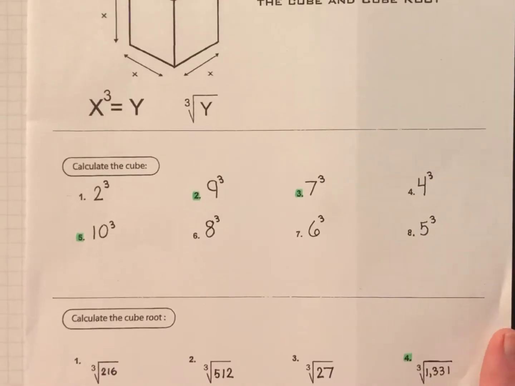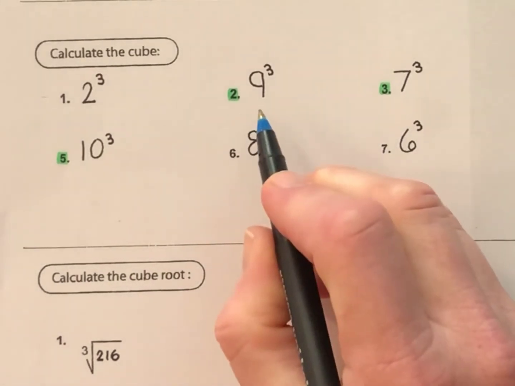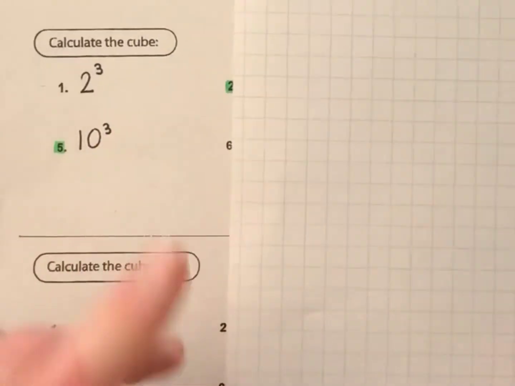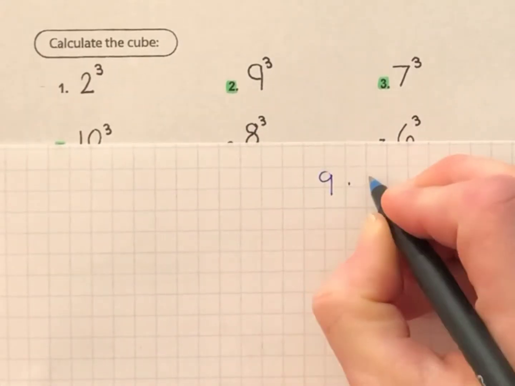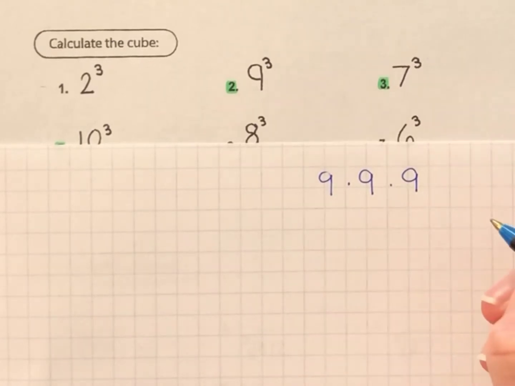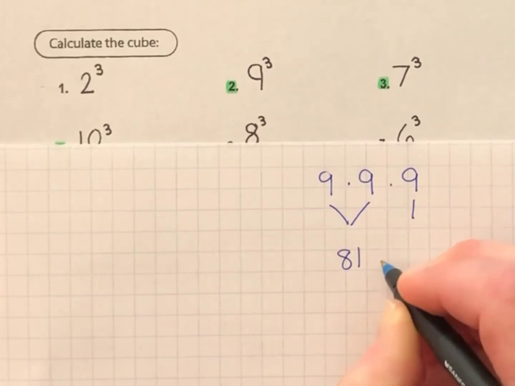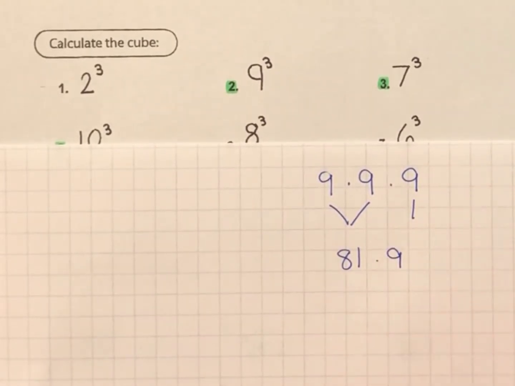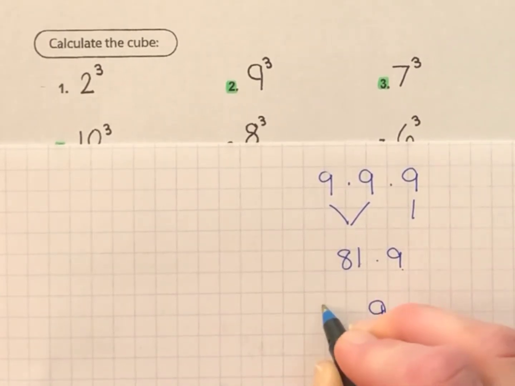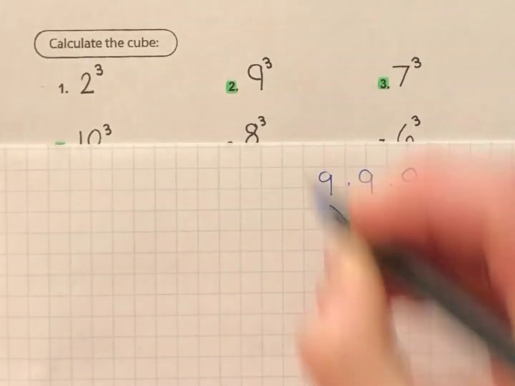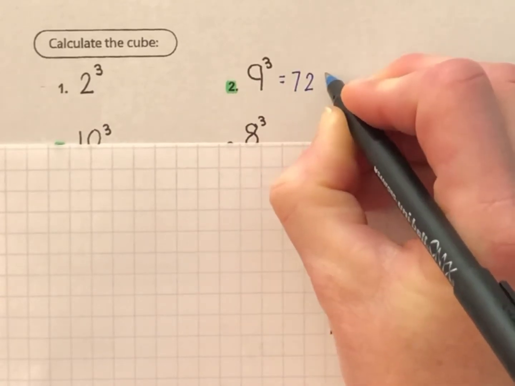Let's begin. On the first section, we'll do the 3 together that are highlighted. Let's start with number 2, 9 cubed. Well, that means 9 times 9 times 9. I know 9 times 9 is 81 times 9. Let's see, 81 times 9. 9 times 1 is 9. 9 times 8 is 72, so 729. So for that, I will put equals 729.